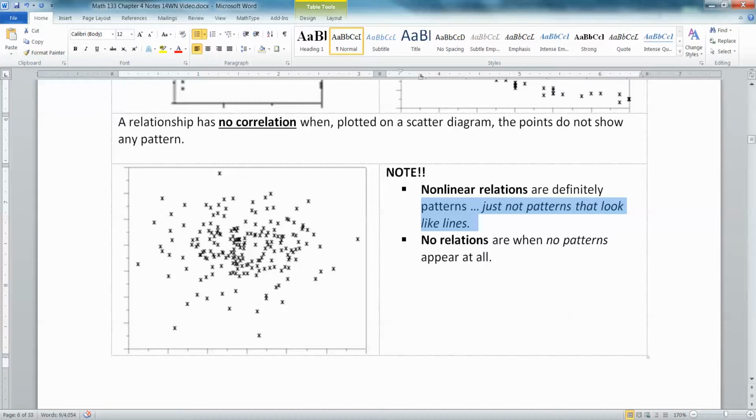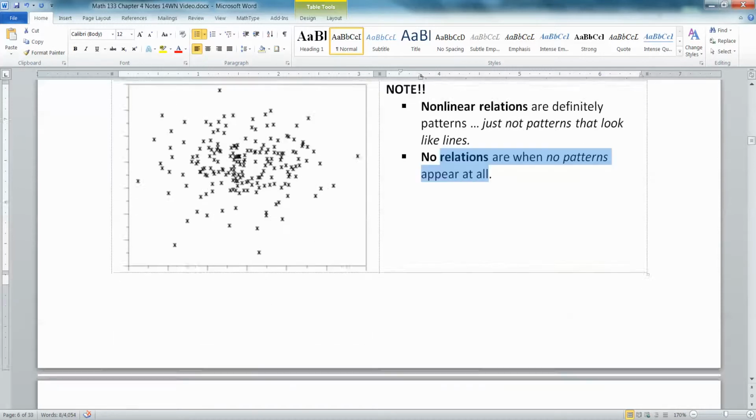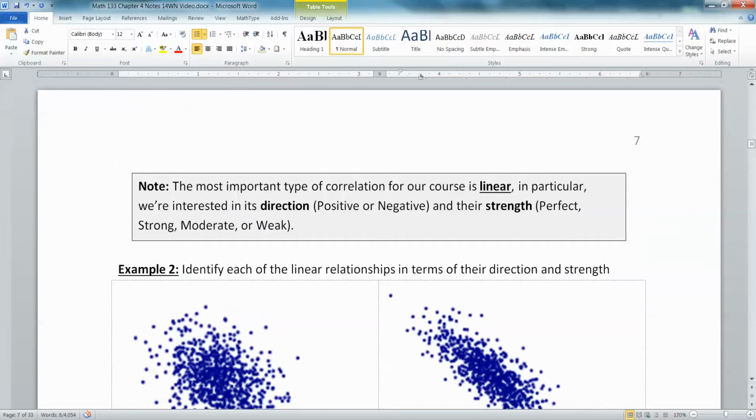They're just not lines, and so we don't care about them so much, at least for the purposes of this course. And then no relation is when there's no patterns at all. So don't confuse the two. All right, so now let's look at these.